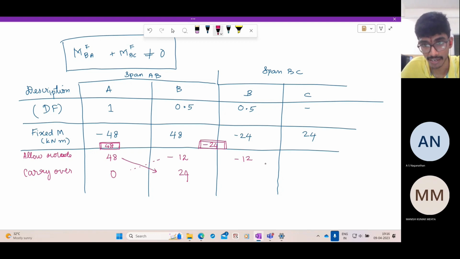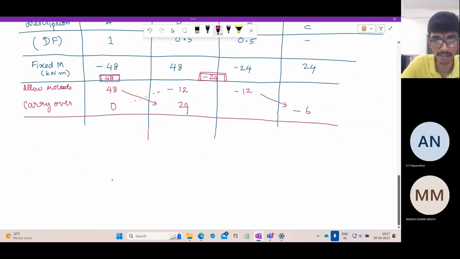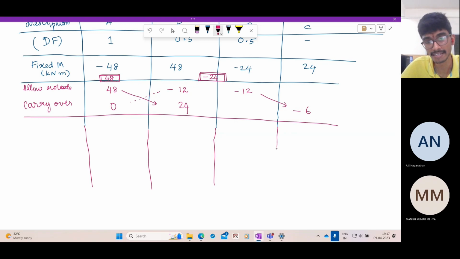Similarly, in the span BC, due to the rotation of the joint B, a certain amount of moment gets carried over to the fixed end, which is -6, half of it. So once it is carried over, now you can look at the joint B. Because of the carryover moment, you have an unbalanced moment of 24 kilonewtons at joint B. So again apply -24 here.